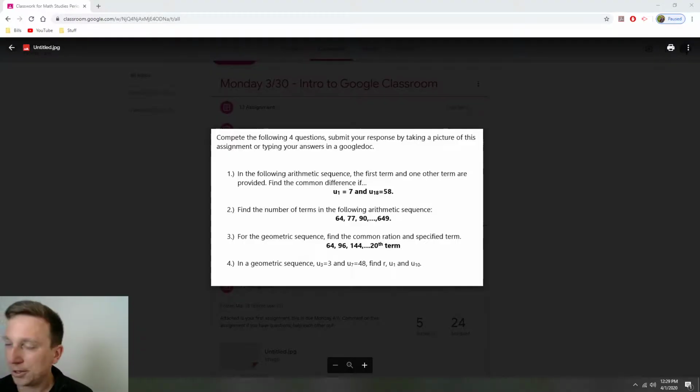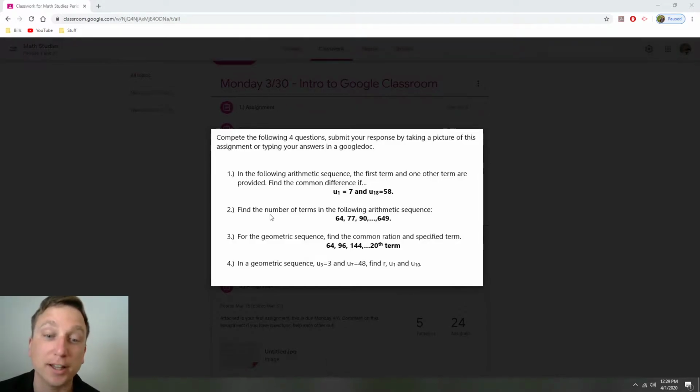Hi everyone. Here we are back at question number 2 of this week's practice. Question number 2 asks how to find the number of terms in the following arithmetic sequence. The arithmetic bit matters because we're adding the same number. I know we're adding because we're increasing. Arithmetic always adds or subtracts the same value.